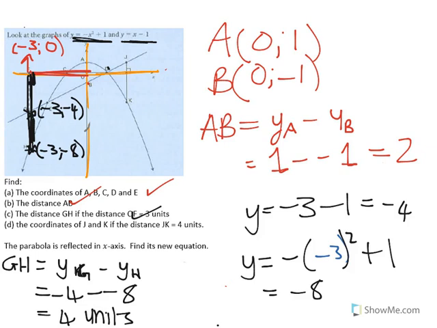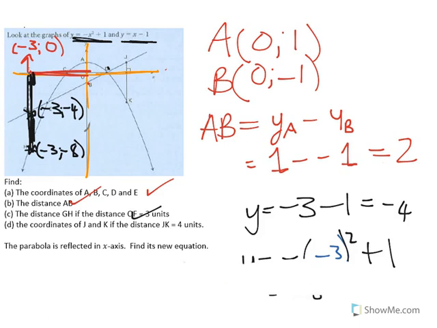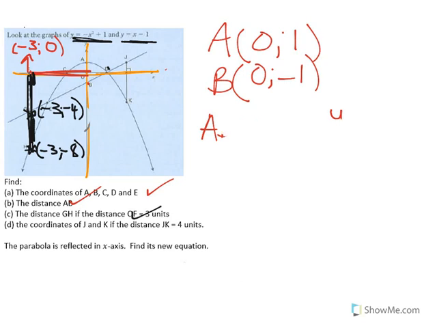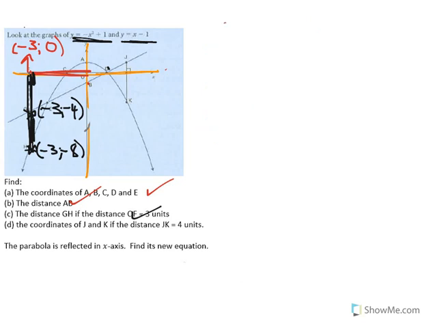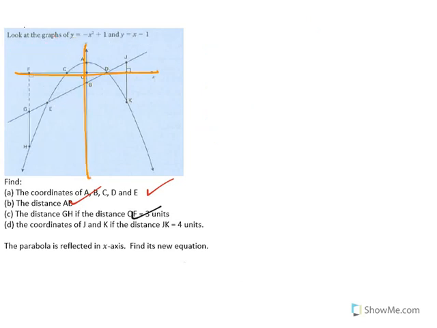And then the next thing we're asked to figure out is the coordinates of J and K if the distance JK is 4 units. So let's just tidy up. Right, so we're told that JK is 4 units long, and again, that perpendicular sign is there to tell us that these guys are vertically aligned. They have an x coordinate in common.